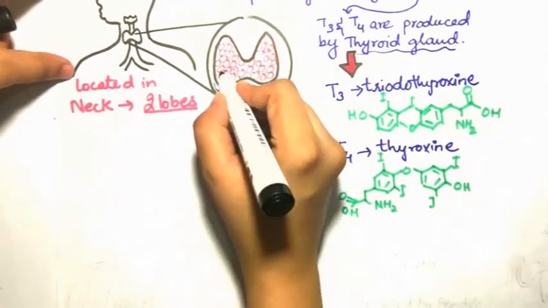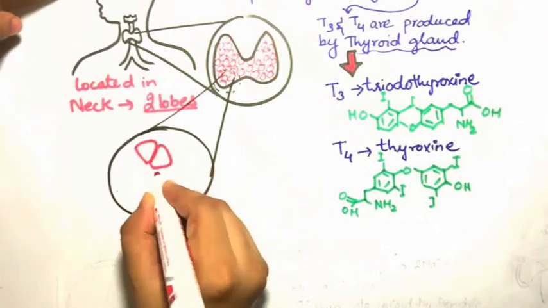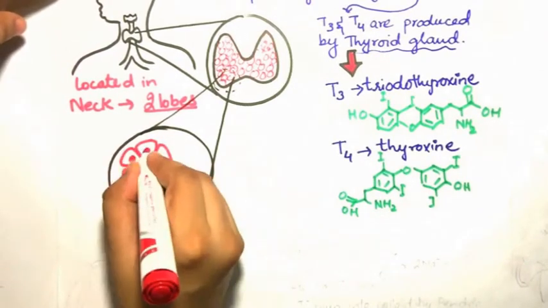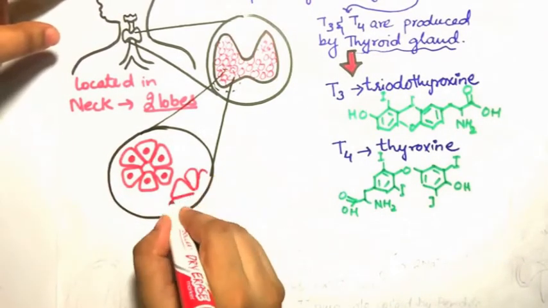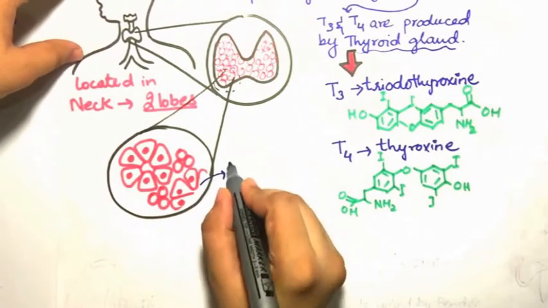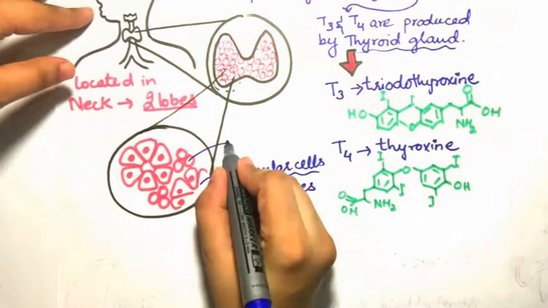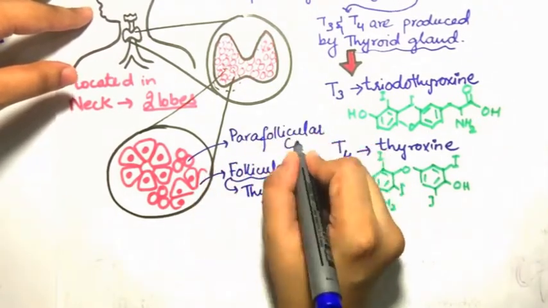Now coming back to the thyroid gland, focusing on follicular cells. The thyroid gland is composed of a large number of follicles, and each follicle is surrounded by a single layer of cells and filled with a proteinaceous material called colloid. Each follicular cell is also known as a thyrocyte, and these are surrounded by the parafollicular cells.